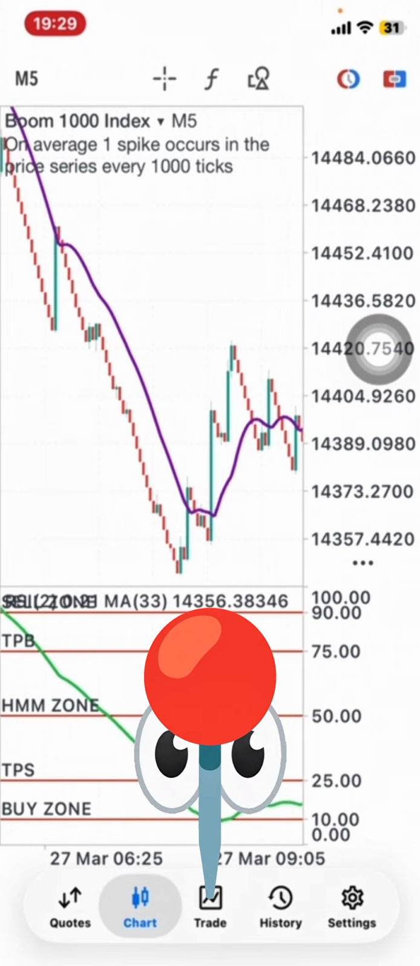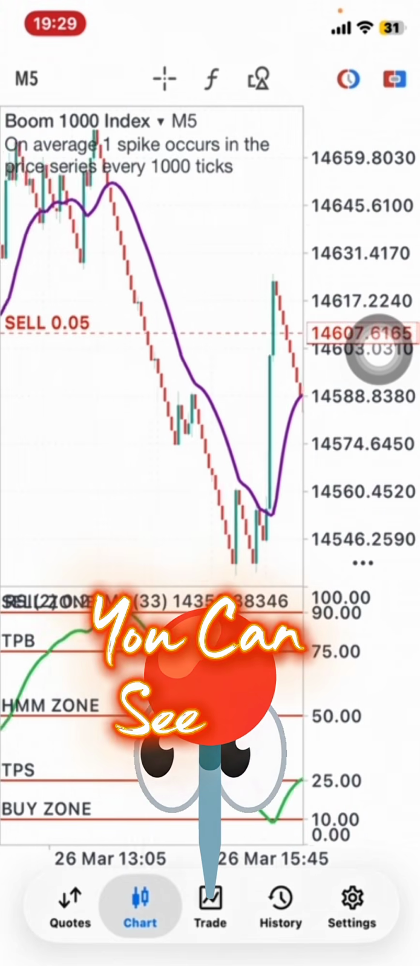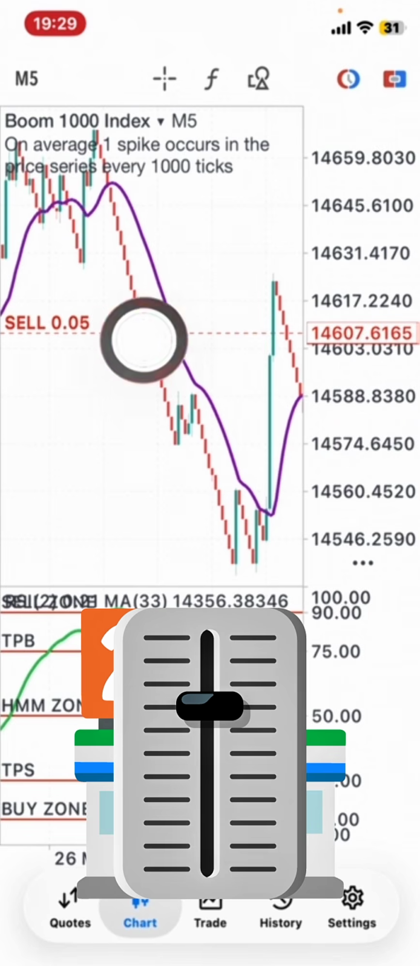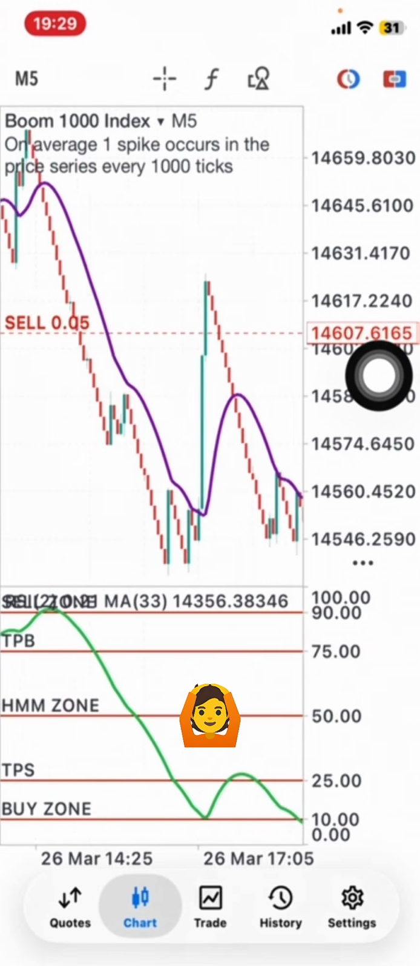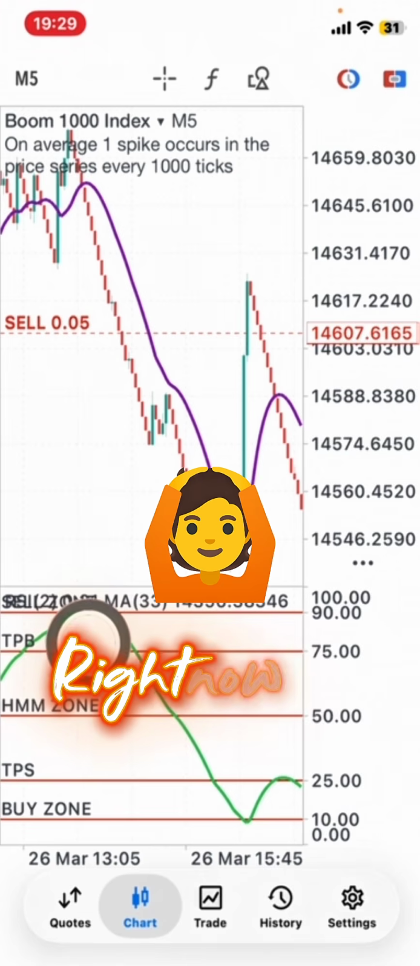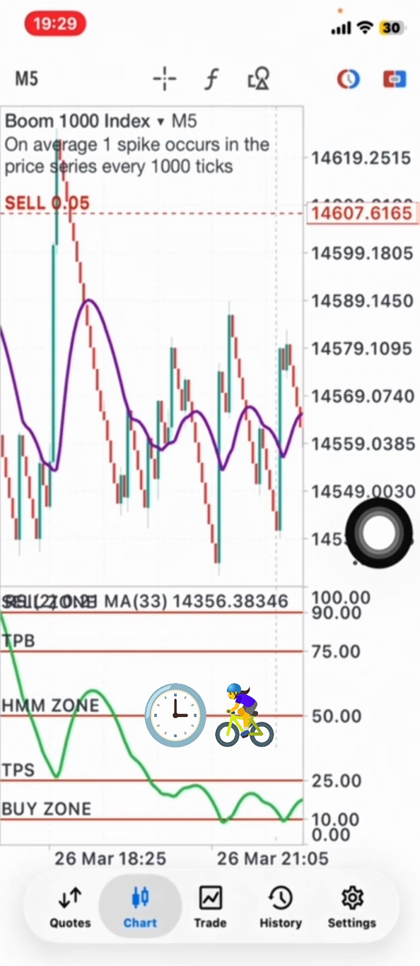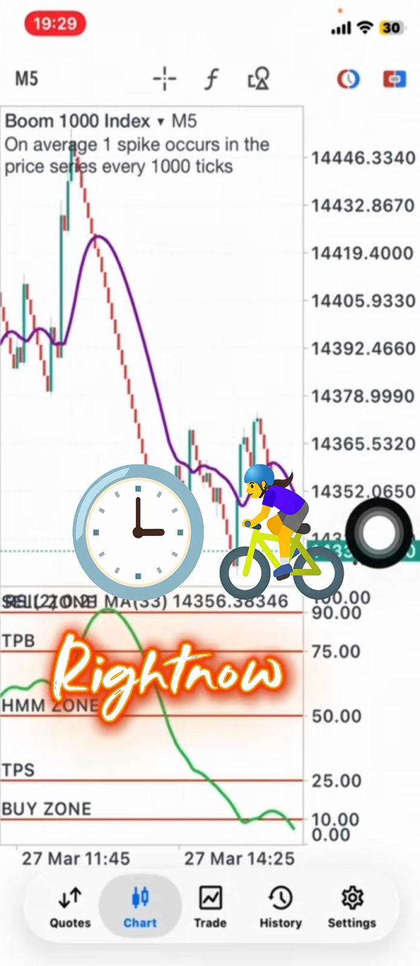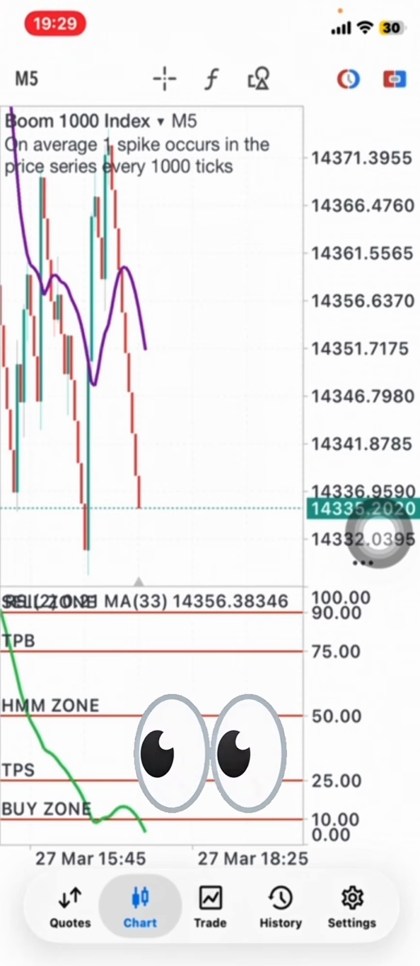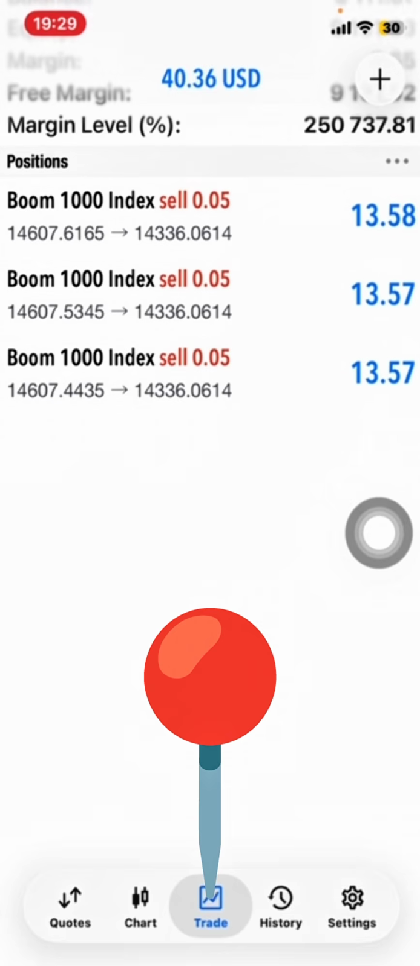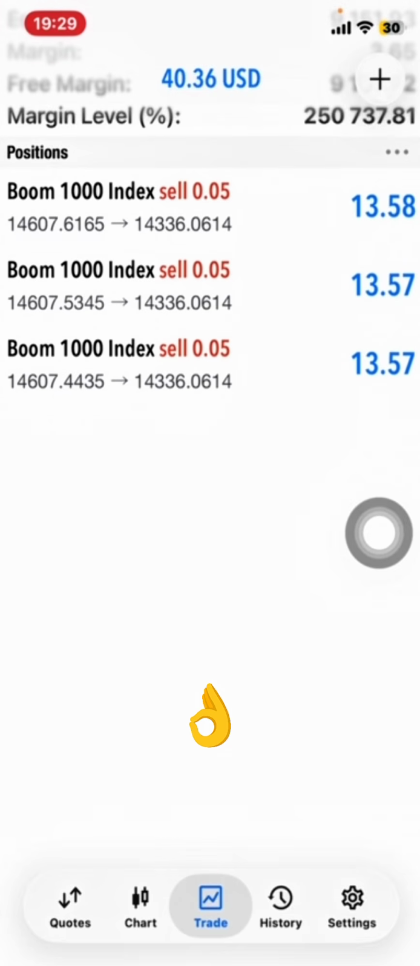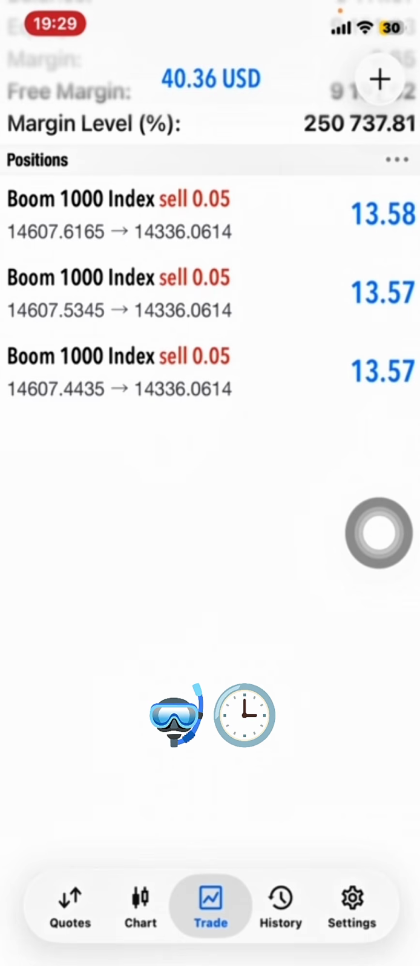You can see I'm already getting a confirmation here. This is it. We enter our market at this level right now, which is exactly where we get the second confirmation. And right now the market is riding downward. You see, this is a very nice result. Look at it here. This is a very nice result. So let's dive in now.